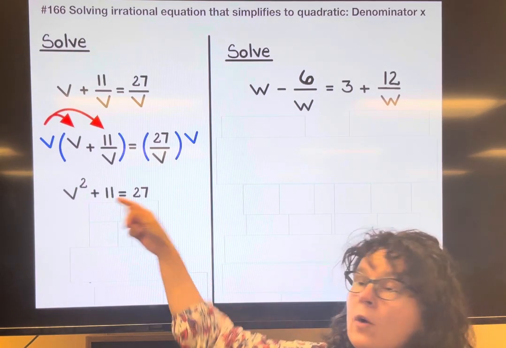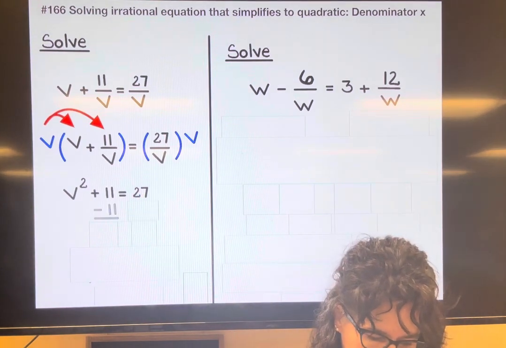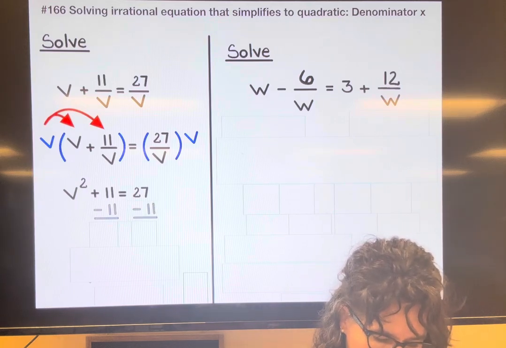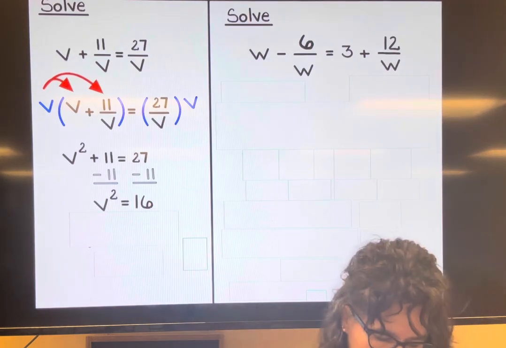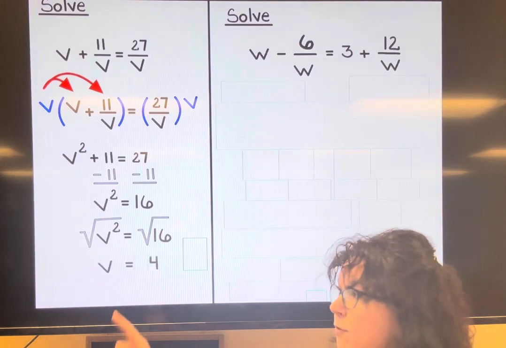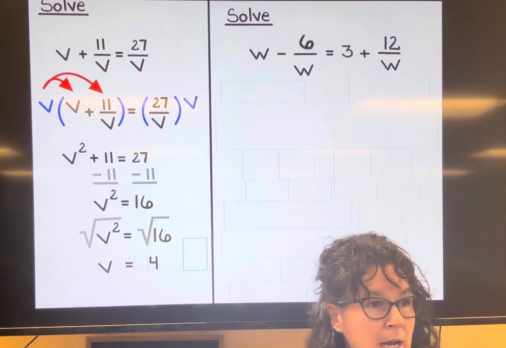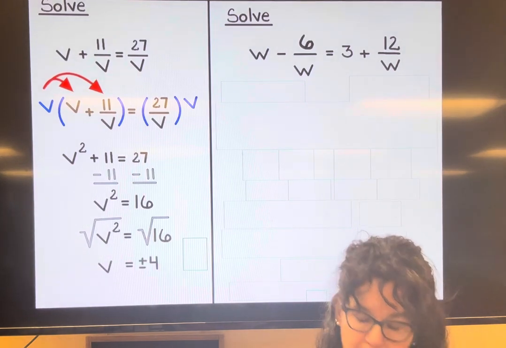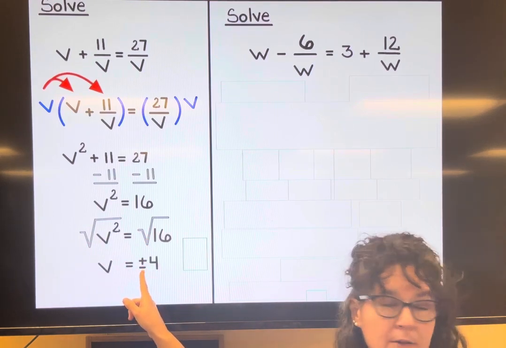Okay, we could go ahead and get the v squared by itself by subtracting 11 from both sides. So then v squared is equal to 16. Square root both sides, and I end up getting 4. 4 times 4 is 16, but remember, whenever you take the even root of both sides, you're going to get both positive and negative. So square rooting both sides, we get 4 and negative 4.